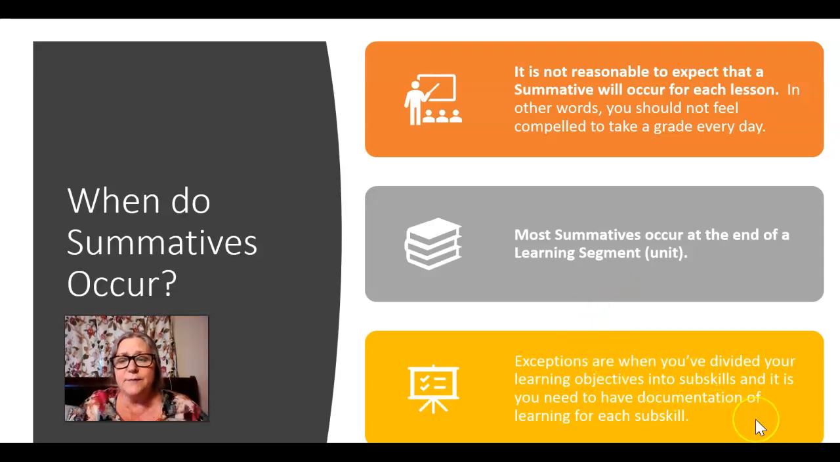Now, sometimes there are summatives that are more frequent. For example, if you've divided your learning objective into sub-skills, frequently this happens in math. You want to work on this, and then you work on that, so you might have a more frequent summative if that were the case.